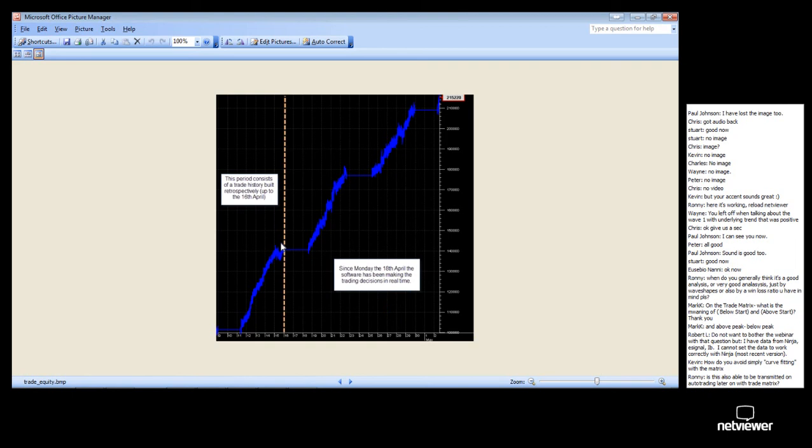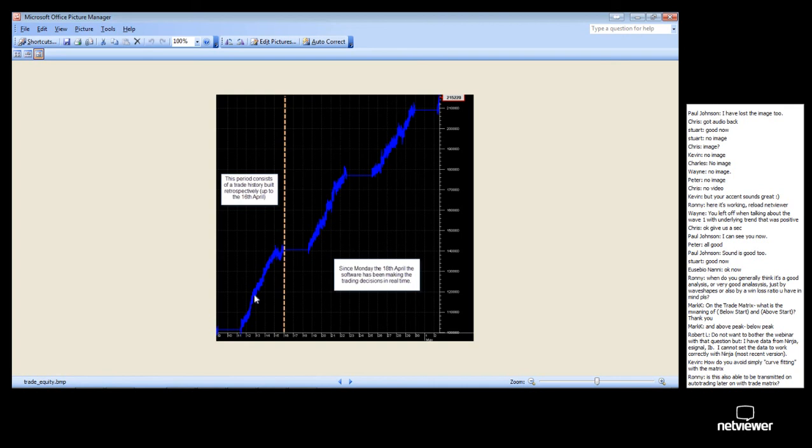This is a test on a 1-minute chart, trading the 1-hour cycle. We built a trading history of just over a week and designed a trading matrix. This is a very early test that we did way back in April. We built a trading history using the trading history building process, and we generated a trading matrix as a result of that. And you can see I've labeled this chart. This period consists of a trading history built retrospectively up to the 16th of April. So obviously, there was a strong danger that it could have been curve fitted.